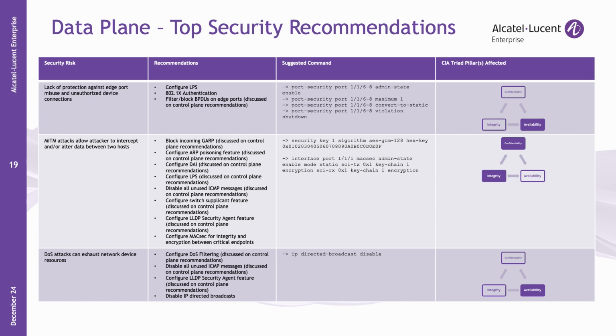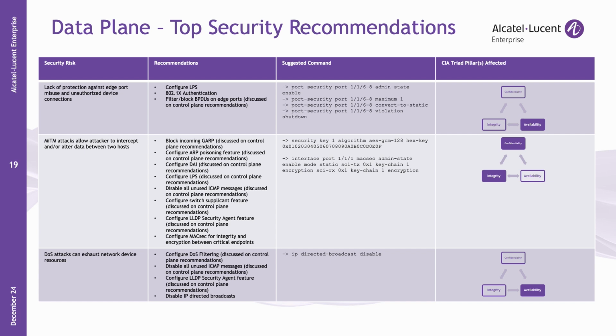The third security risk is that DOS attacks can be launched and they can exhaust network device resources. We have covered this as well in the control plane recommendations, and the same mitigation steps apply, such as configuring DOS filtering, disabling unused ICMP messages, configuring LLDP security agent, and disabling IP-directed broadcast. An IP-directed broadcast is an IP datagram that has all zeros or all ones in the host portion of the destination IP address. So the packet is sent to the broadcast address of a subnet to which the sender is not directly attached. Directed broadcasts are used in DOS attacks.